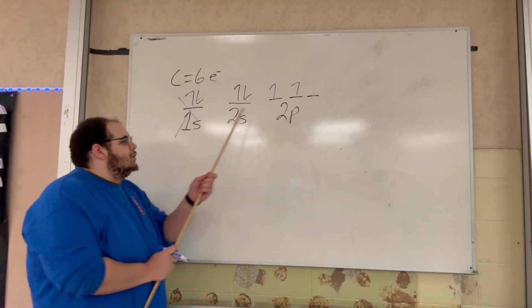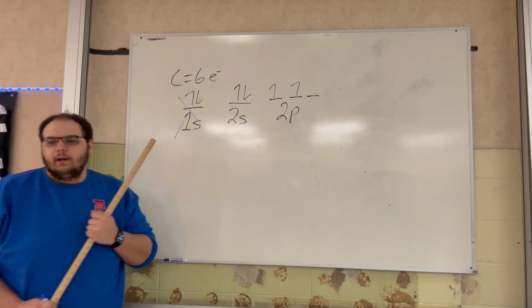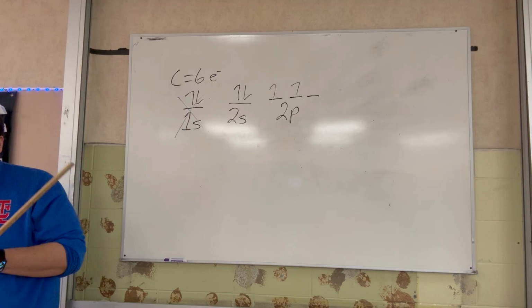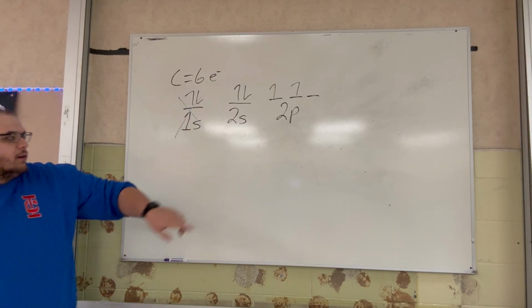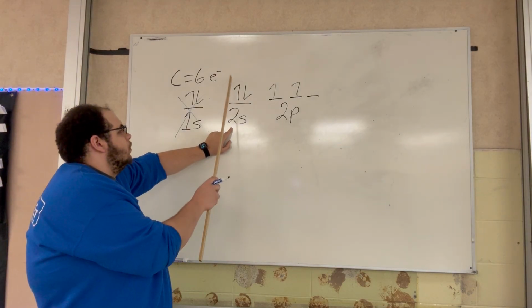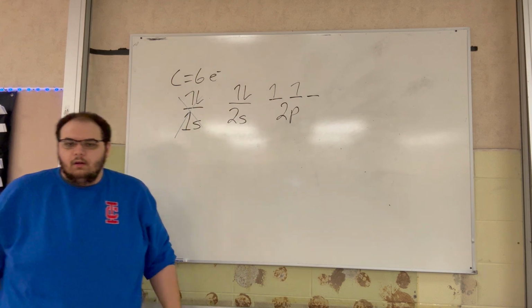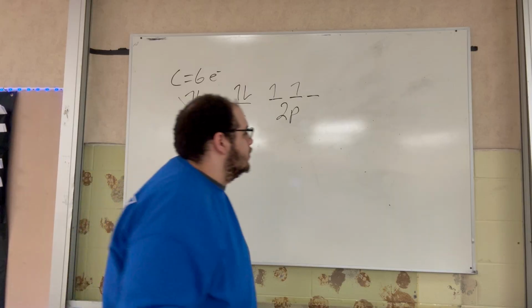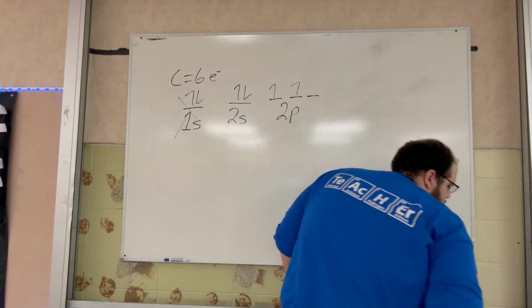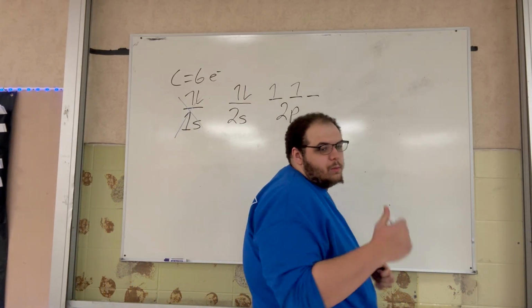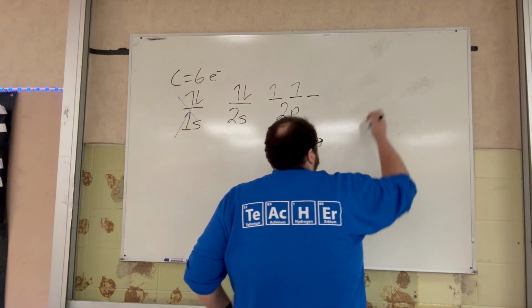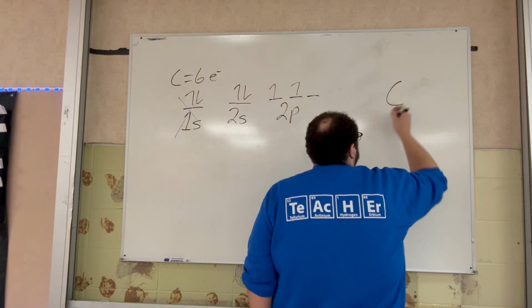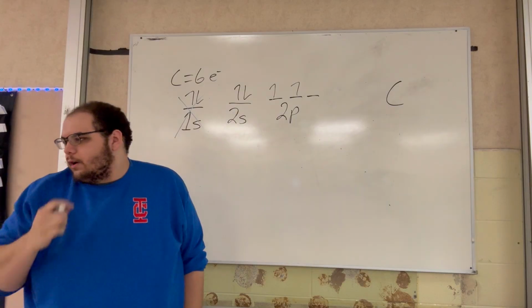When I look at my 2s, how many electrons are in my 2s? I see 4: 1, 2, 3, 4. 2 in each. Everybody good so far? This is how a Lewis structure looks. You start with the symbol. The symbol for carbon is a C. We said there's 4 electrons, right?